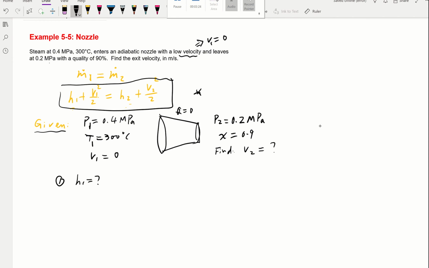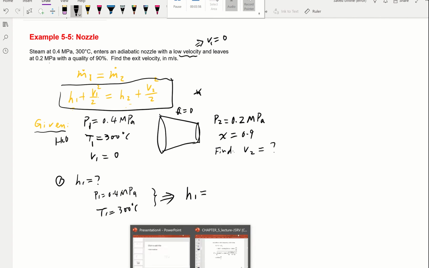It's water, it's steam that comes in. We have two properties already. We have pressure, 0.4, and we also know the second property is 300 degrees. Knowing two properties, we can find the third and the fourth, meaning the other properties. So here we want to find h1. So here we're going to go to our table. So 0.4 mega and 300.